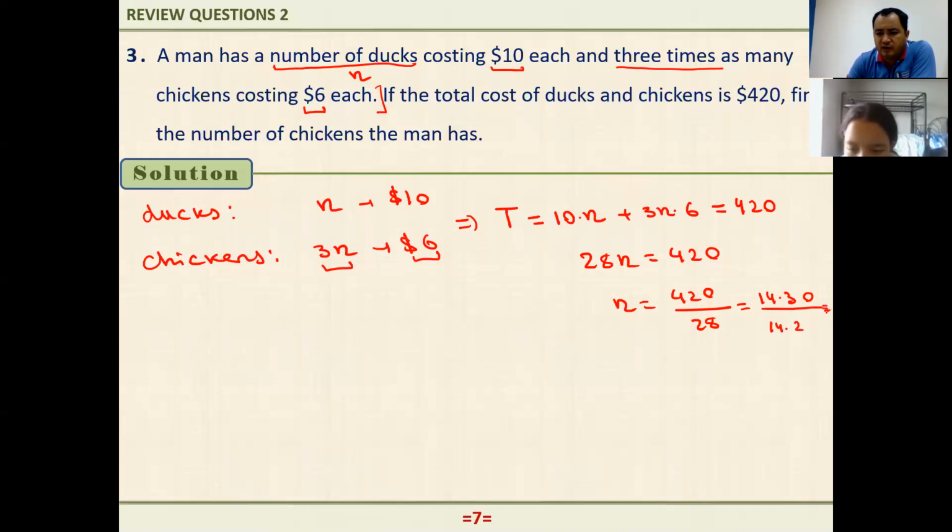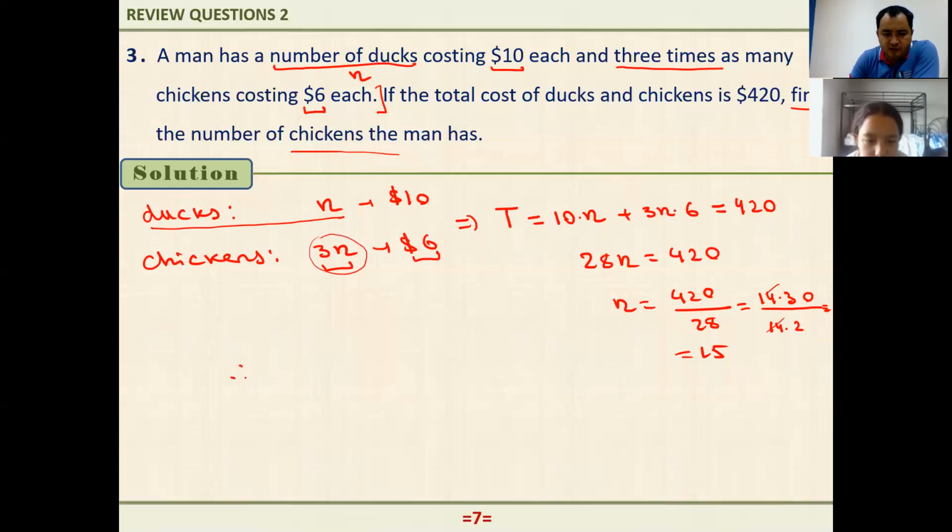All right, I think we can divide this. That's equal to 15 because these things are gone. 30 is divided by 2. That's equal to 15. What is 15, Shahina? I think 15 is the number of ducks. Number of ducks is N. But what is the question? Find the number of chickens the man has. How many chickens does he have? 3N, right?